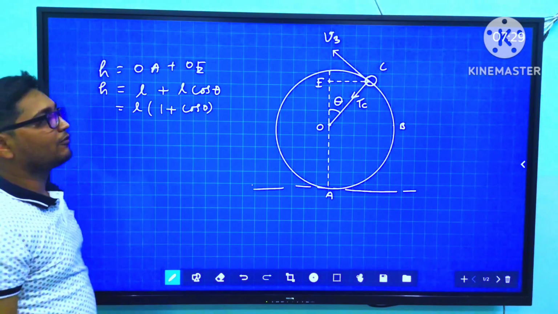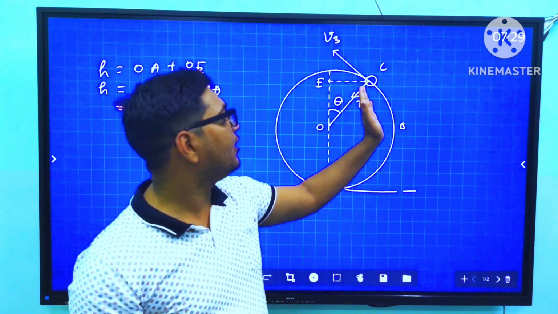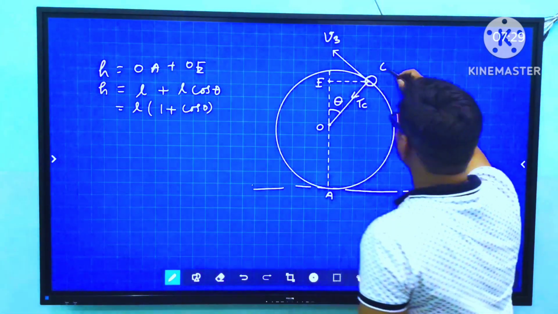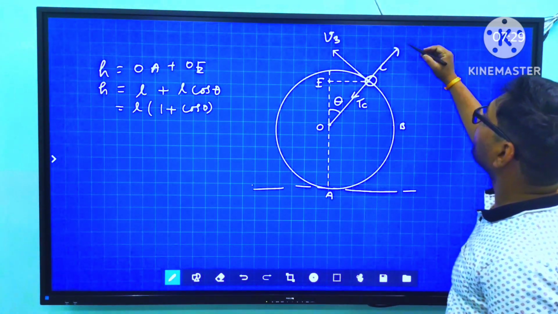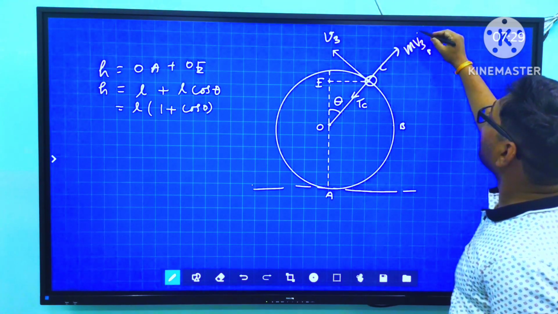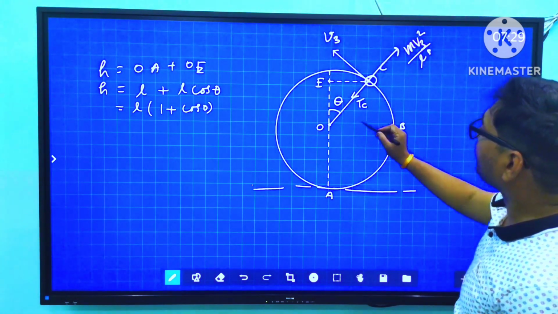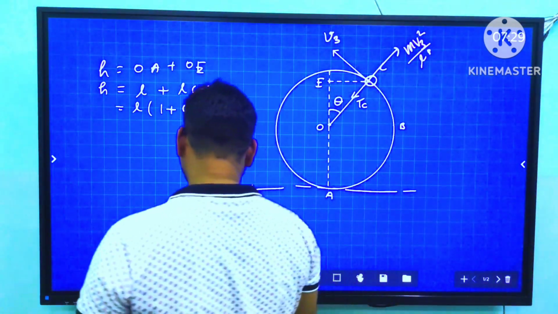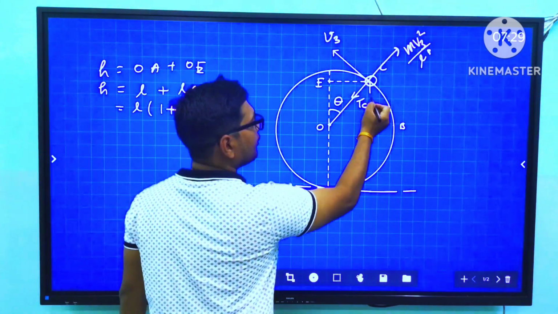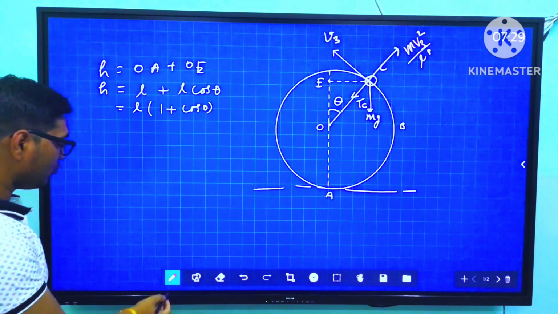Now I will write the force balance and apply conservation of mechanical energy between point A and point C. This will be the direction of the centrifugal force, that is mv3 square divided by L. The tension will be in this direction, and one more force, that is mg, the weight of the bob, will be in the downward direction.